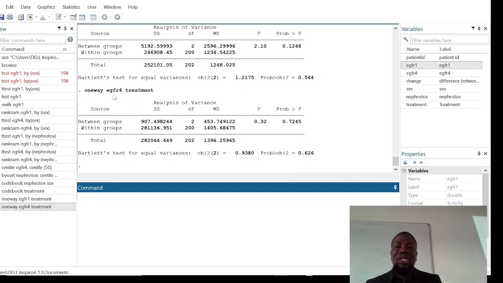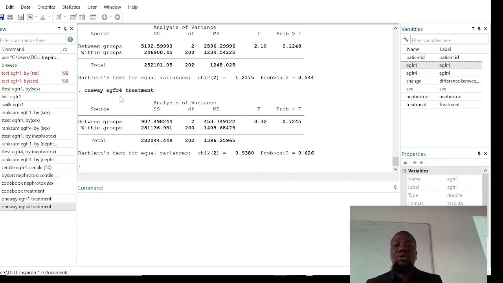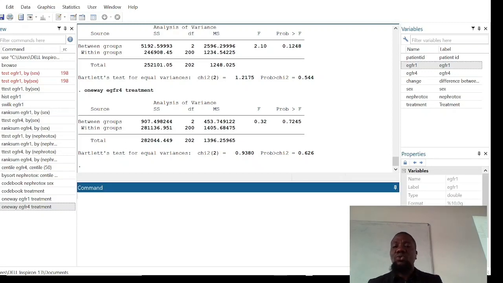Now, you and I checked whether the variables eGFR4 and eGFR1 were normally distributed, and we know they are not, so we know that the ANOVA, which is our parametric test, is not usable in this case. So what do you do? You use the alternative of the ANOVA, and this is called the Kruskal-Wallis H test. So it's Kruskal-Wallis.